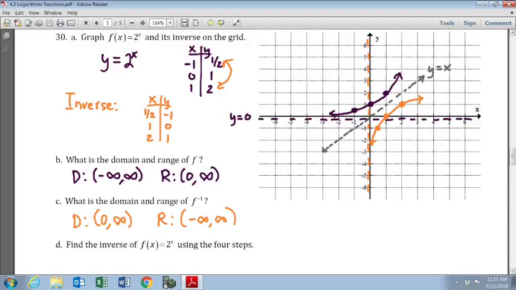Now it says find the inverse of f of x equals 2 to the x using the 4 steps. So we've graphed the inverse, but we actually haven't found what it is. So let's go ahead and do that right now. Two of the steps are all about notation. First step is to change notation to the y notation. So we have y equals 2 to the x. And then the key 2 steps are the next 2. First, we switch our x and our y, and now we have to solve for y.